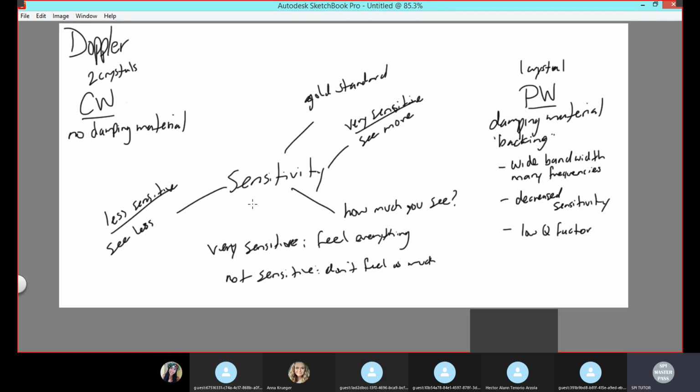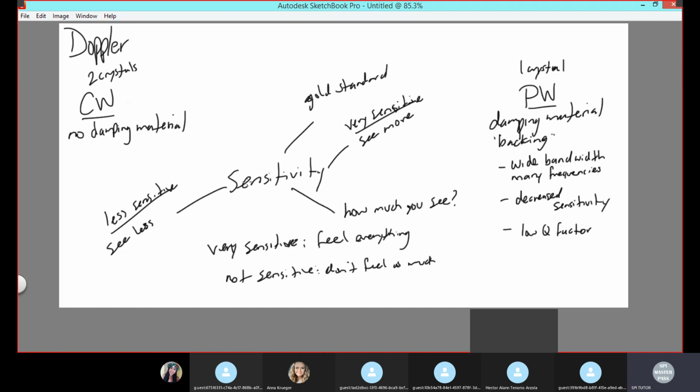That gives you the direction. Okay, I need to see more. What will let me see more? My gain. What should I do to my gain to see more? My scale. What should I do to my scale to see more? My wall filter. What should I do to my wall filter to see more? But at least you have that in the back of your head. See more, see more, see more.